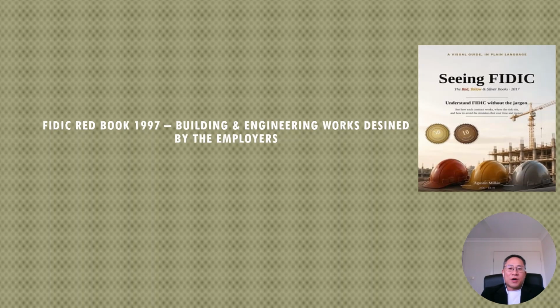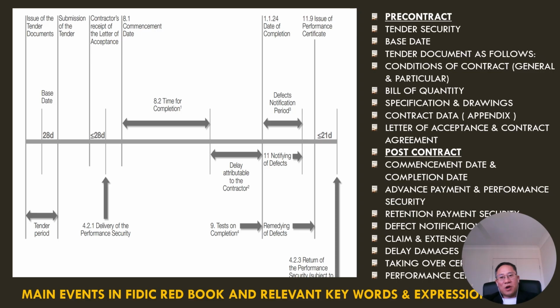I will focus on explaining the main events of FIDIC Red Book and some relevant key words and expressions of this contract. Like the standard forms of contract, FIDIC 1997 Red Book is also a complicated document. It consists of a lot of chapters and conditions. So I think it can be tricky for those who are not familiar with FIDIC to jump into the contract document right away.